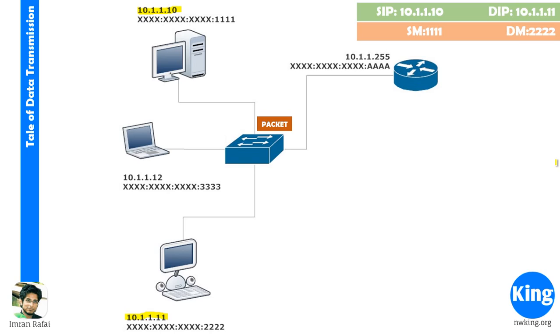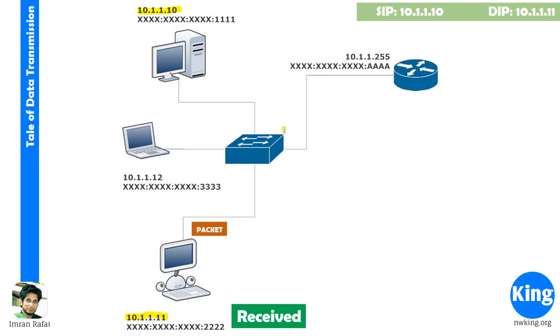Now, like I said, a switch has intelligence. What does intelligence mean? It means that within 20 seconds after the switch has come up, it would have learned all the MAC addresses. So it would know which MAC address is on which port. So now the switch knows that the MAC address 2.2.2 is connected to this port. So the switch forwards that packet only out this port, and this computer receives that packet.